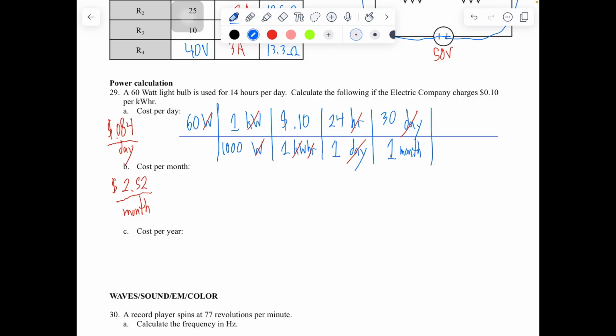And at the very end, let's turn months into years. Well, there's 12 months in 1 year. That cancels out our months, and we have dollars per year. Do our calculations. That is $30.66 per every 1 year.